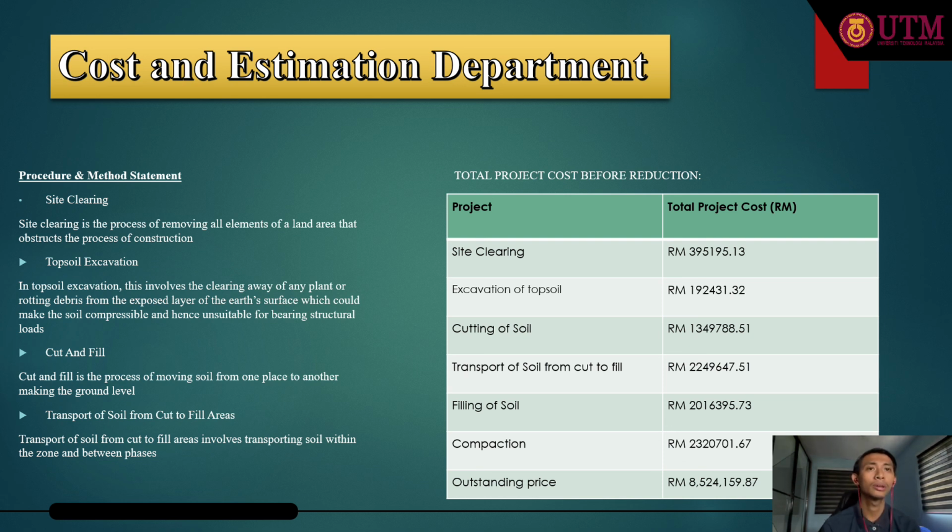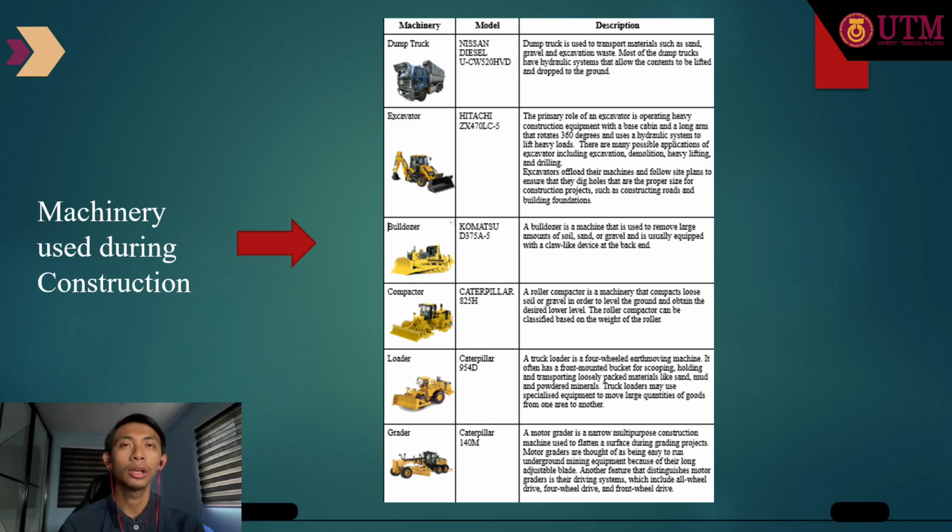As we can see, the total outstanding price is 8,524,159.87 ringgit. Next, I will be talking about the machinery we use in the construction.